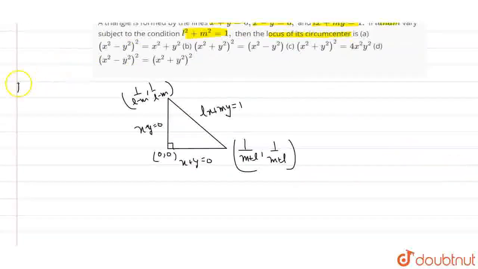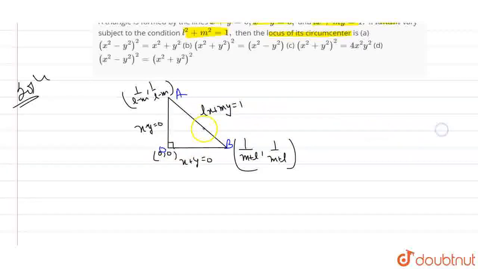So after this, we know that the circumcenter of a right angle triangle is the midpoint of the hypotenuse. If A and B is my hypotenuse here, and this is O, then the midpoint of this will be the circumcenter of this triangle. So to find the circumcenter here, I can write it as circumcenter, right?